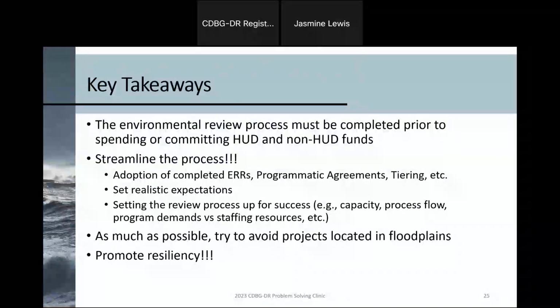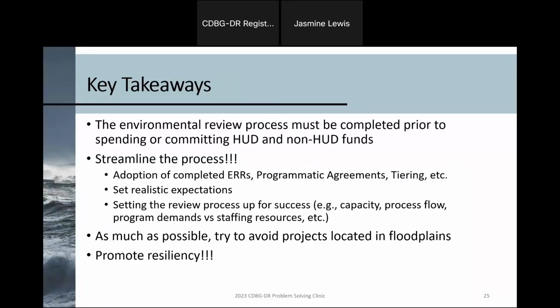Secondly is to figure out how best to streamline the process. We talked about adoption of environmental reviews, PAs, tiering, and so forth. In addition, set realistic expectations not only for yourself, but also for your partners. Environmental reviews can take some time to complete, and it's important to budget time accordingly so that way you can complete those appropriately.